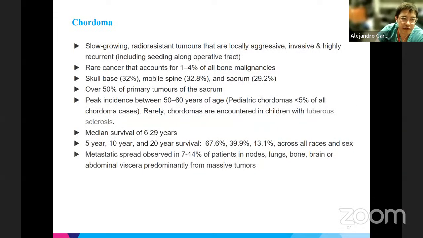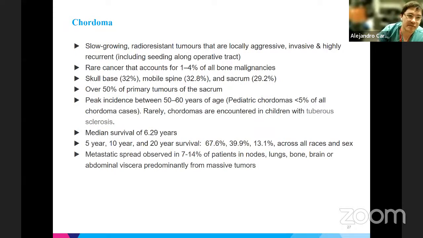So chordoma is a slow-growing radiation-resistant tumor, but they're locally aggressive and invasive, highly recurrent, even seeding along the operative tract. They're rare cancers. Their prevalence is sort of evenly split between the skull base, which tends to be the clivus, the mobile spine, and the sacrum. It makes up notably over 50% of the primary tumors of the sacrum. Peak incidence is mostly later in age, and they rarely occur in kids, but when they do, they can be encountered in children with tuberous sclerosis. Median survival is 6.29 years.